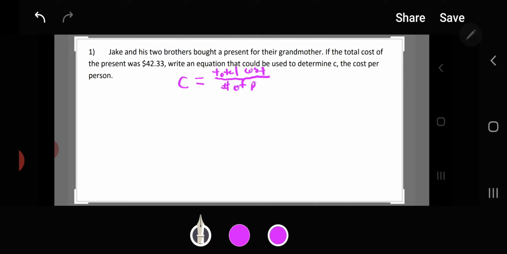Once again, it makes sense because you take the total cost divided by the amount of people, you'll get how much each of them pay. So in this case, C is equal to, well, we know what the total cost is, $42.33, and dividing by the number of people, well, there's Jake plus his two brothers. So the total number of people is 3. So to find the total cost per person, what they pay, C, is equal to the total amount divided by the number of people. Pretty easy.